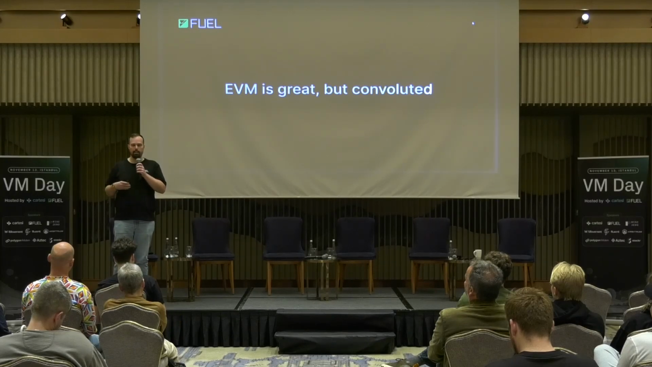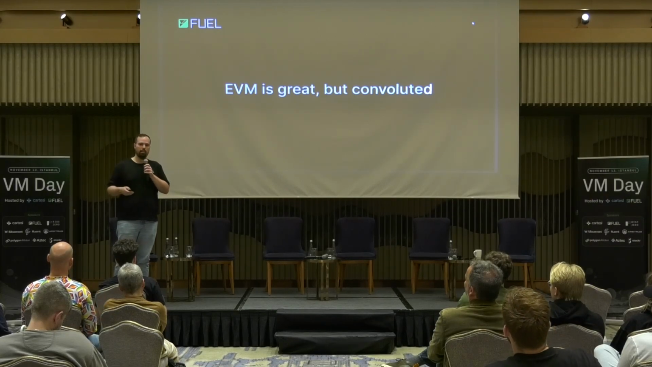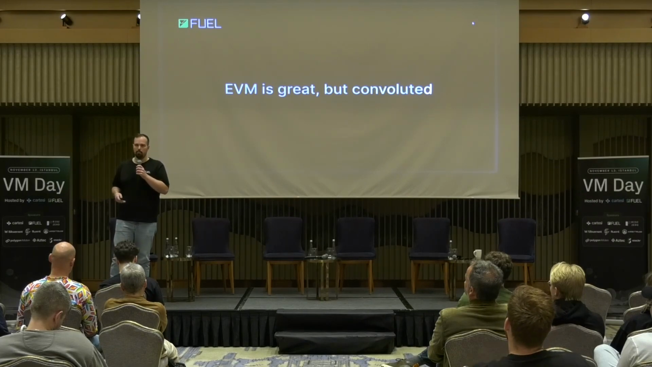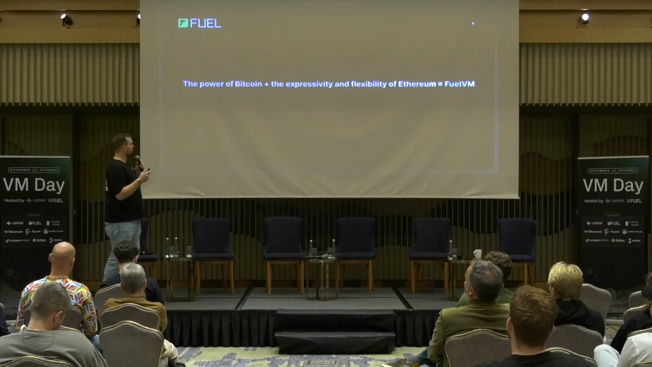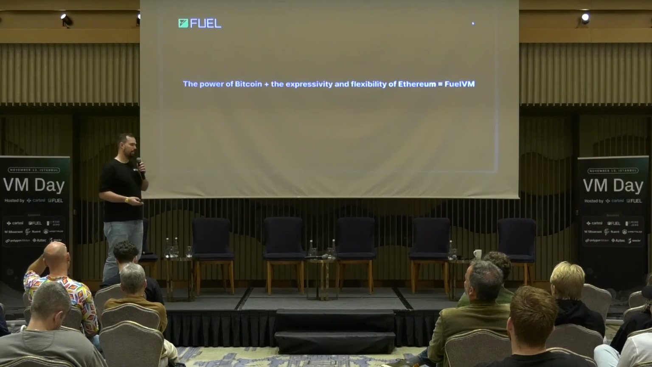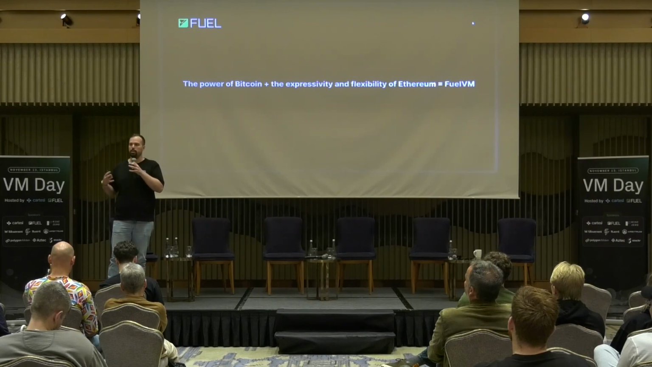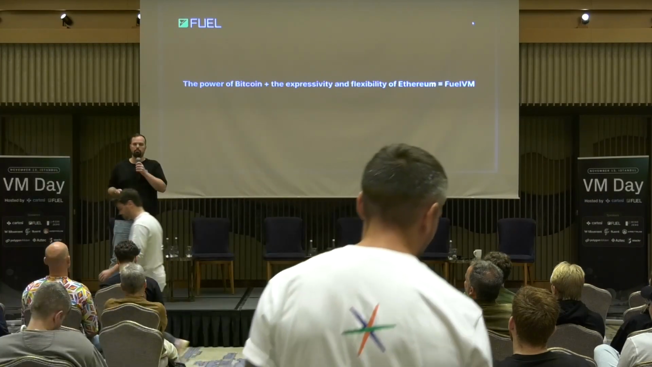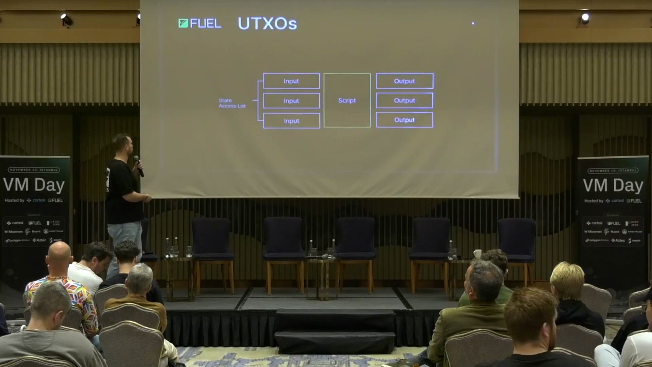The EVM is great, but very convoluted and really complicated. It was designed, unfortunately, very quickly. I know because I was at the aftermath of when they did it, and it was very fast. It came with a lot of interesting baggage. While it served its purpose and moved blockchain forward tremendously, we could probably try something different. With Fuel, a big thing to think about is the power of the Bitcoin transaction model, but with the expressiveness and flexibility of Ethereum. That's how you could think about the Fuel VM.